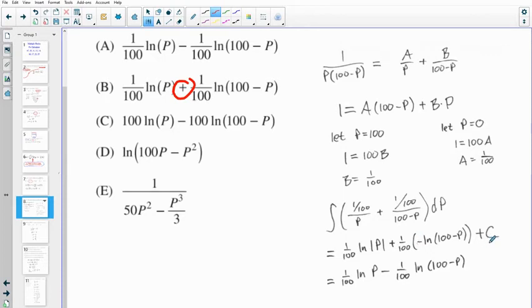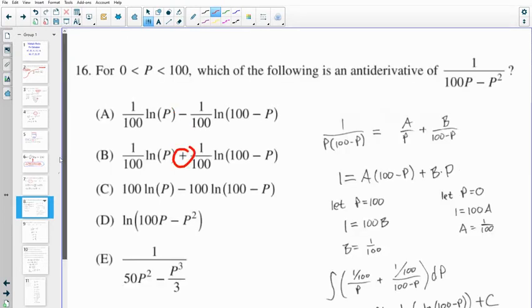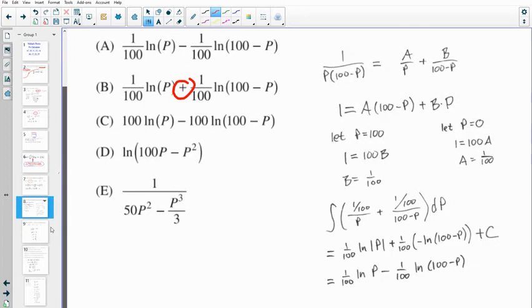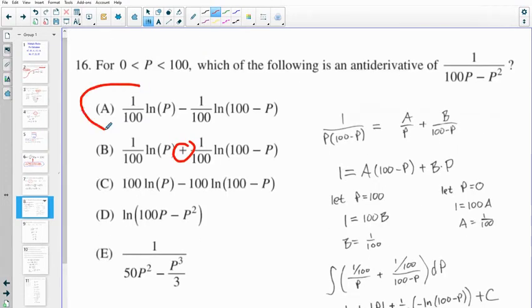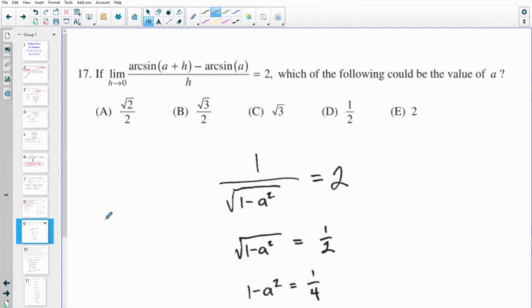I had the plus c initially. They're asking us for an antiderivative, not necessarily the specific antiderivative, so the plus c didn't matter. And the answer that I got was A, as in aardvark. A couple more for us to look at.